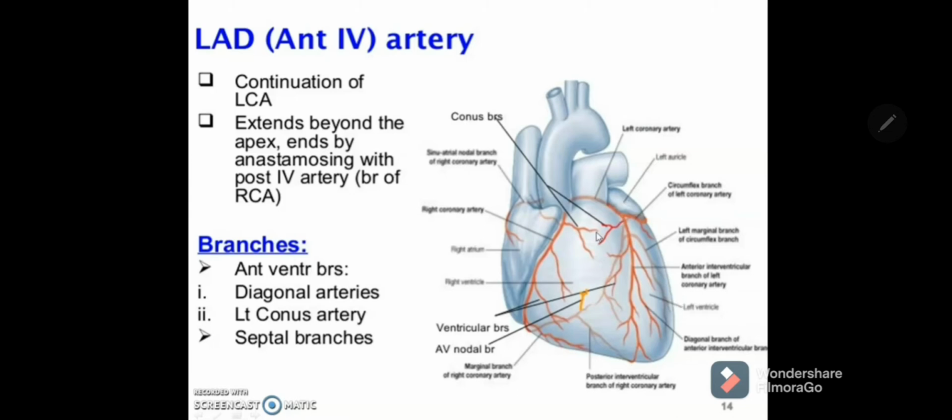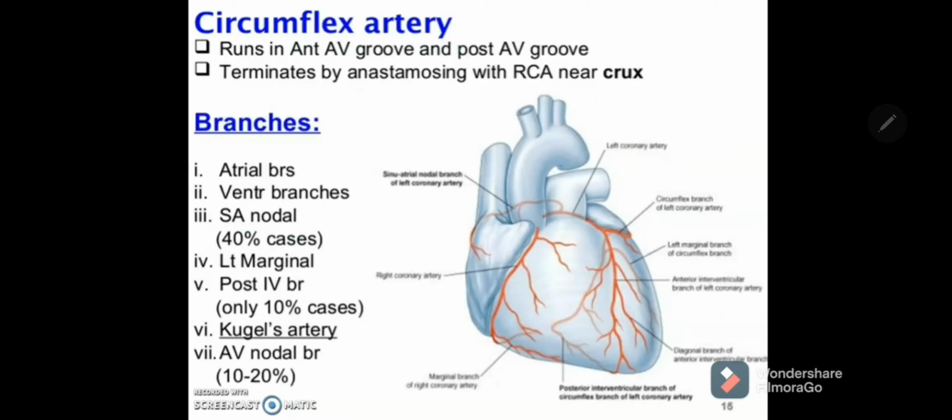This anterior interventricular gives a lot of branches: left conus, ventricular, diagonal, and apical branches, and it winds around the apex and joins with the posterior interventricular branch of the right coronary artery on the diaphragmatic surface, and it forms an anastomosis in the posterior interventricular groove. So it gives 4 branches, you should remember that.